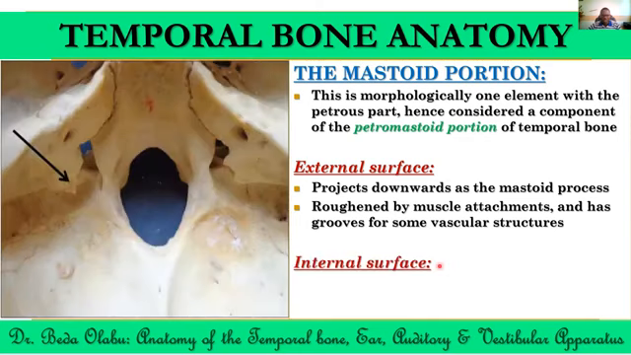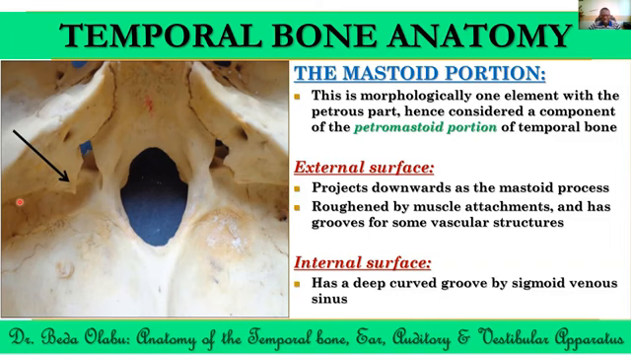On the internal surface, this is foramen magnum. This is the groove formed by the sigmoid sinus as it moves toward the jugular foramen. Remember, this is inside, so this is actually still part of the mastoid part. So what we note is that the middle aspect of the mastoid part is grooved by the sigmoid sinus.